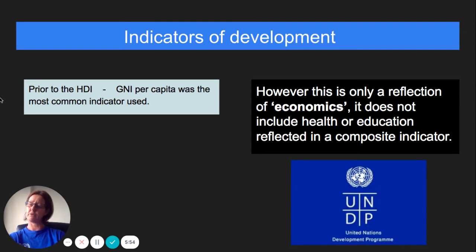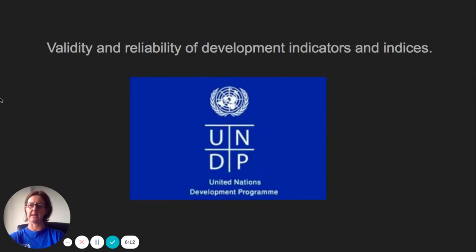All right, so prior to the HDI, GNI per capita was the most common indicator, but as I said, there are limitations to this, and that only really reflects economics and the economic development of a country. Okay, so it doesn't include health and education, which is represented in our composite indicator here. So what we want to look at now is how valid and reliable our indicators are. All right, it's the same thing we did with the CPI index.